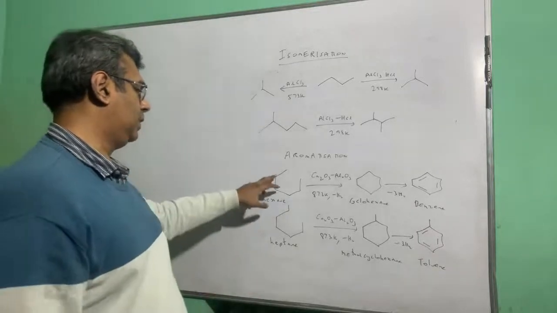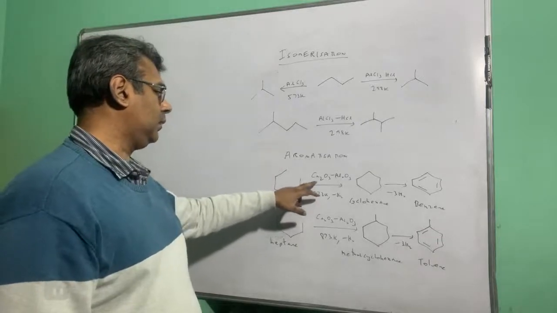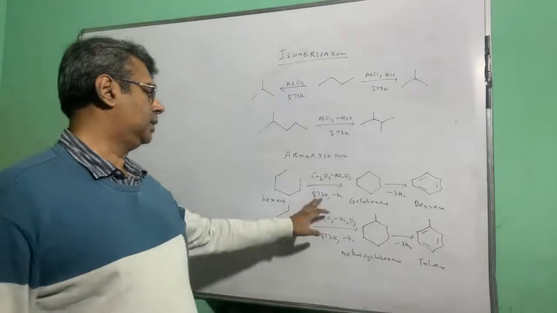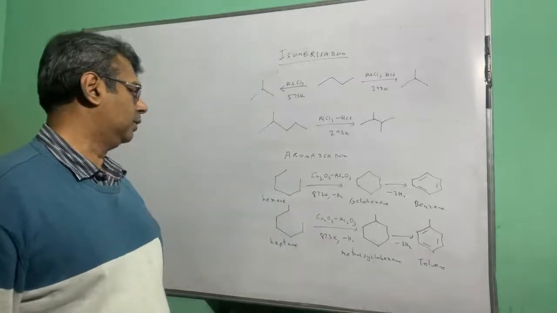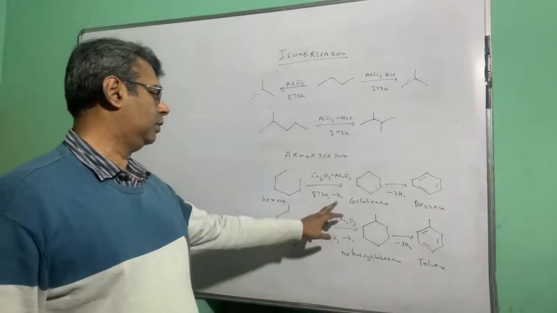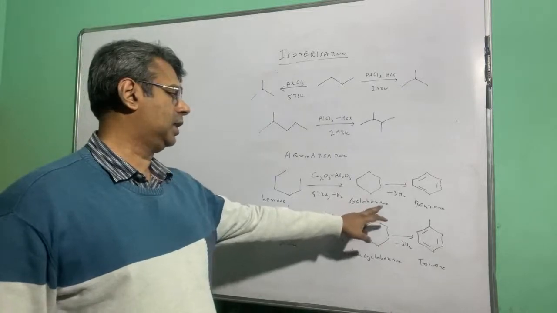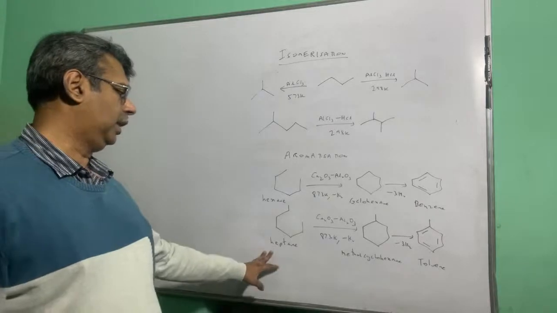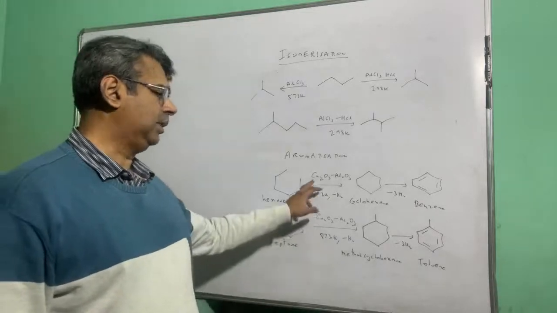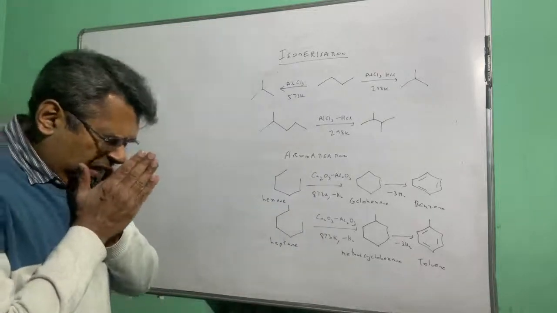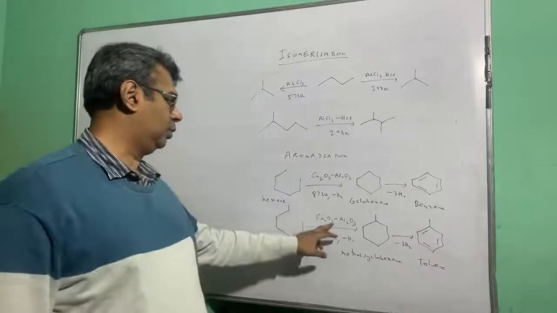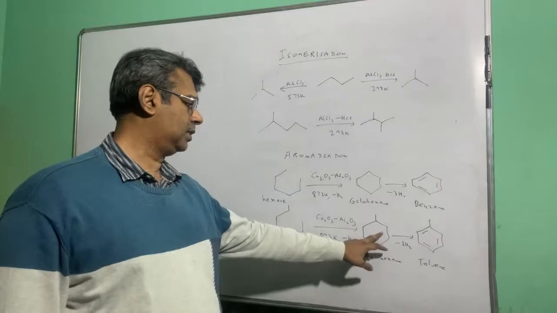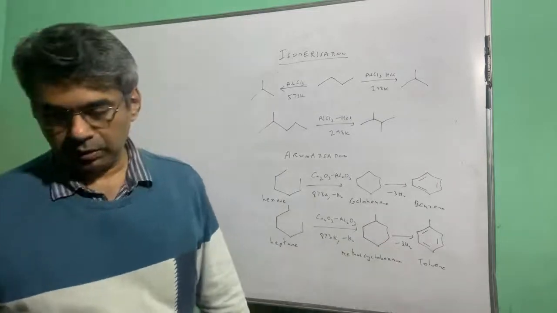Now aromatization. You take hexane with a combination of Cr2O3, Al2O3 at 873 Kelvin. First there will be removal of 2 hydrogens to give cyclohexane, and then removal of 6 hydrogens to give benzene. If you take heptane with the same catalyst, Cr2O3, Al2O3, 873 Kelvin, minus hydrogen, you will get methyl cyclohexane. After removal of 6 hydrogens, you will get toluene.